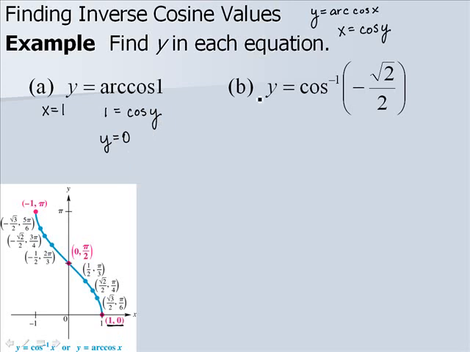Now let's also look at part B. We want to take the cosine inverse of negative square root of 2 over 2. So we have that x is negative square root of 2 over 2, and we say that negative square root of 2 over 2 is equal to the cosine of y. So we want to find our y value so that when we take the cosine of it, we get negative square root of 2 over 2. So let's find our x value, negative square root of 2 over 2, and we see that it's over here. And our y value then is 3 pi over 4.